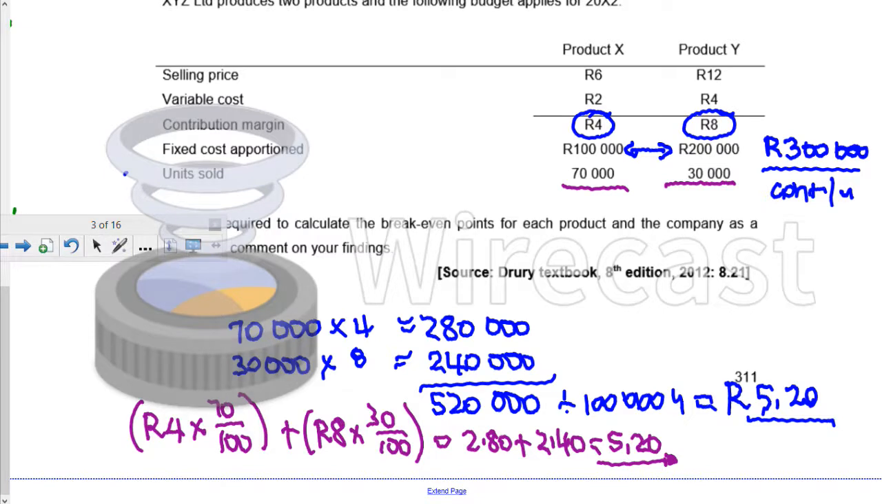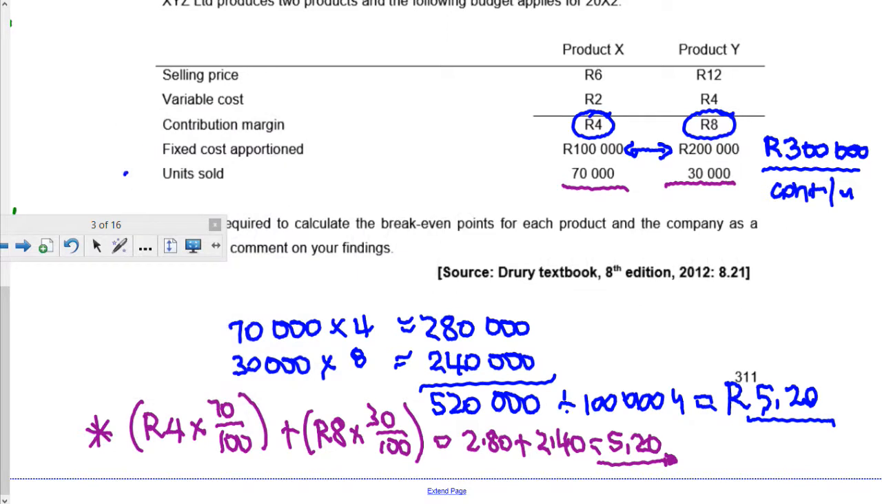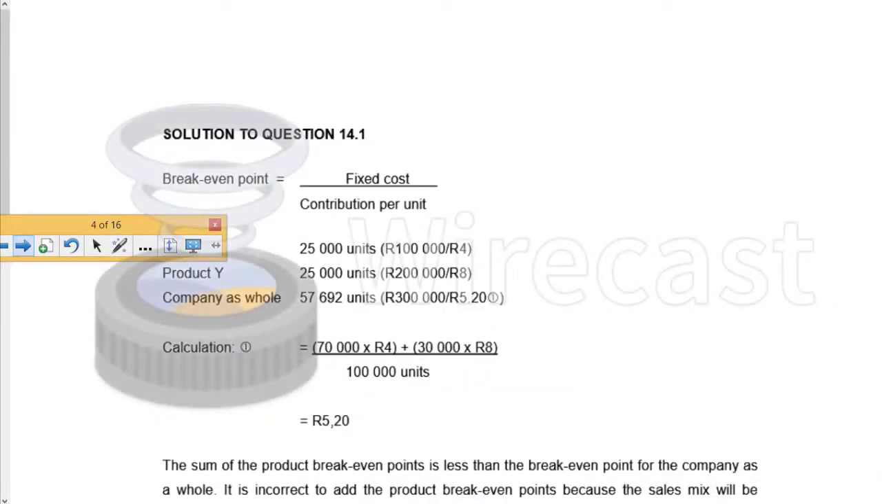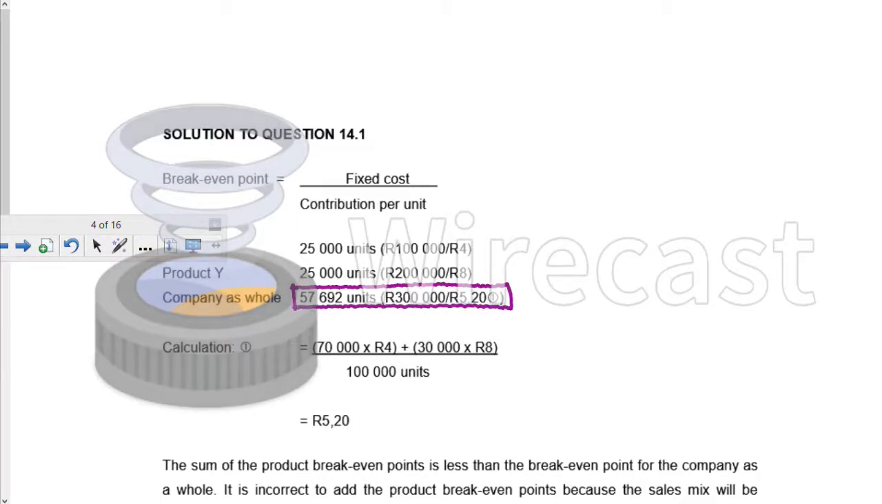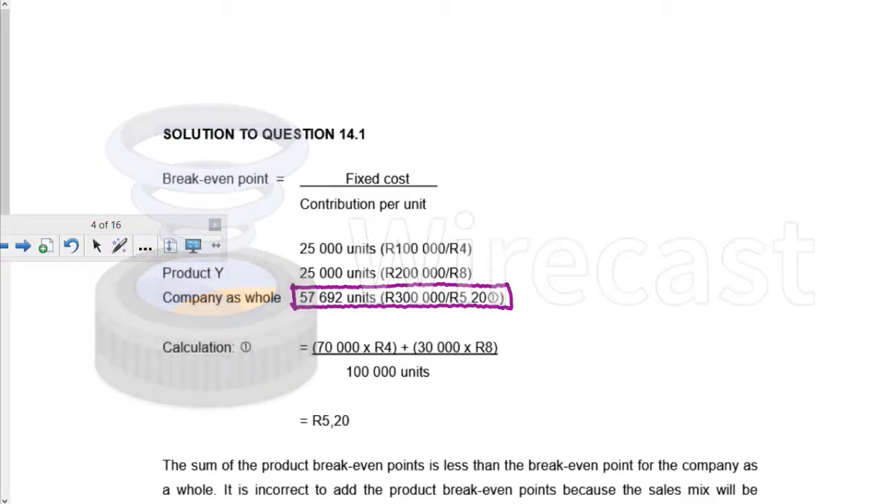I just happen to prefer to do it the blue way. But you can do it either way, the blue way or the purple way, as long as you land up with a contribution per unit for the company as a whole. For the company as a whole. So that's your first step then. The calculation here would be 300,000 divided by 5 Rand 20. And we would get contribution. And that contribution that we get, if you look on the next page, it's there, is for the company as a whole. Here it is. 300,000 Rand divided by 5 Rand 20.